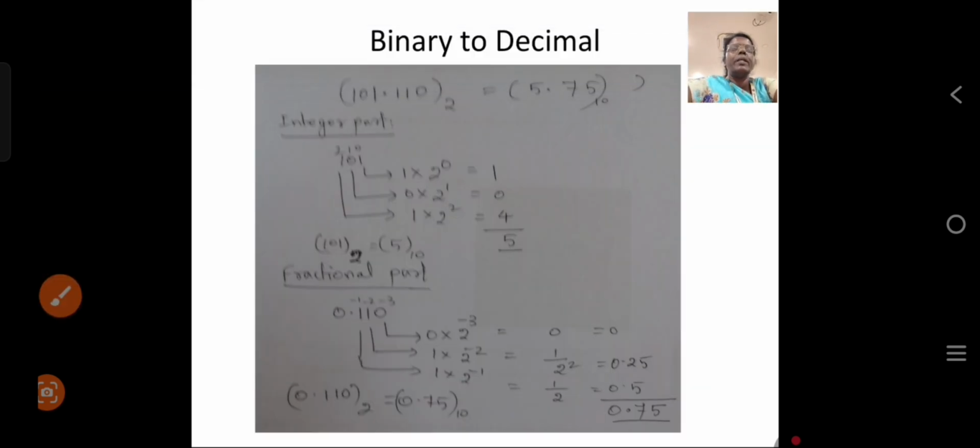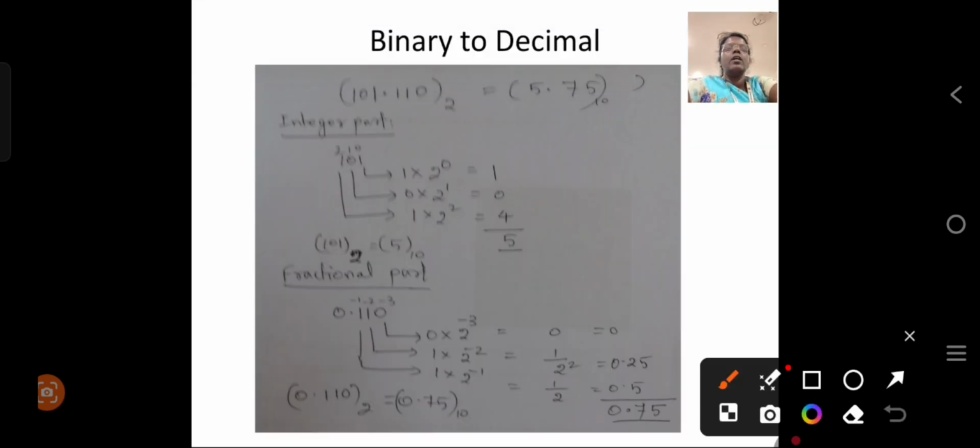Okay, so a typical example we can understand here. 101.110, in this format also we can perform the conversion. This is a base 2, a binary number. First you take the integer part 101, which can be taken separately.